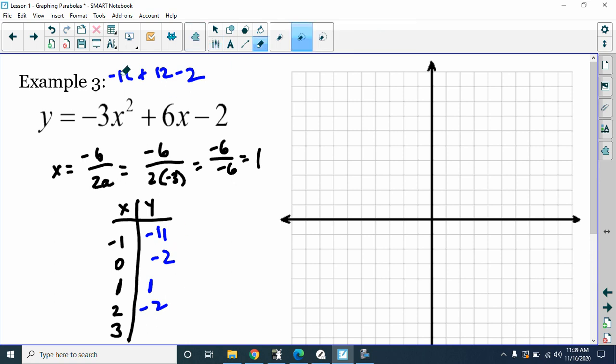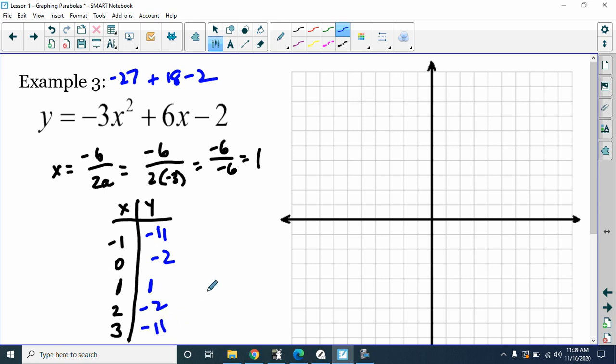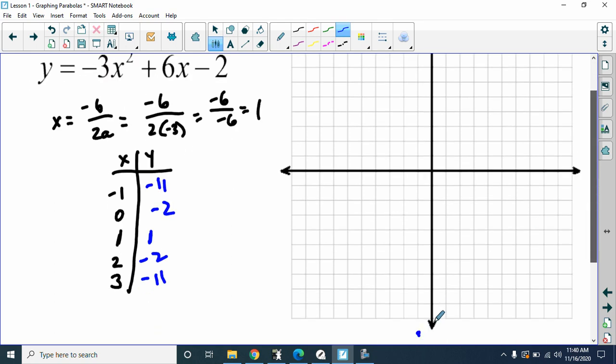This last one should be -11, but you should probably plug it in just to check. 9 times -3, plus 6 times 3, minus 2. We did not translate it at all, so we don't need to worry about a translated point. These are points on the actual graph. Those are the points I want: (-1, -11), (0, -2), (1, 1), (2, -2), (3, -11).